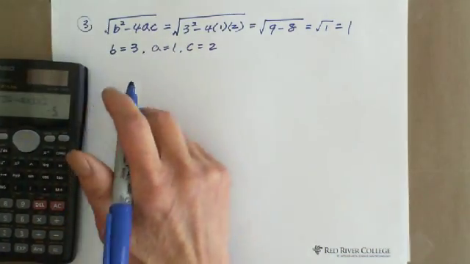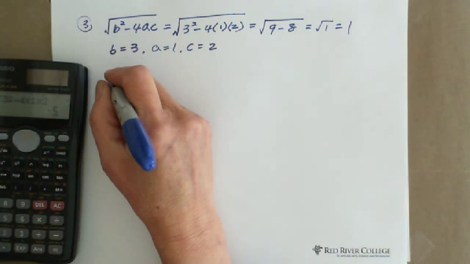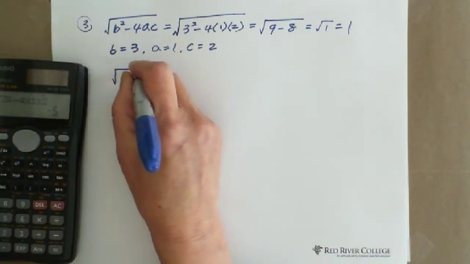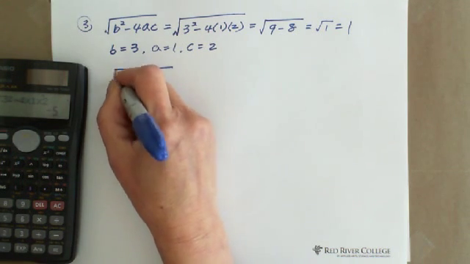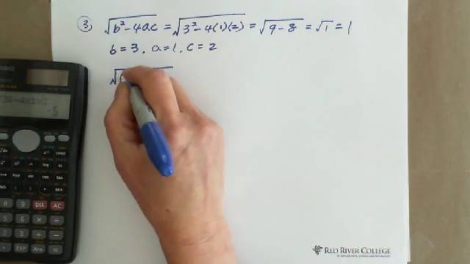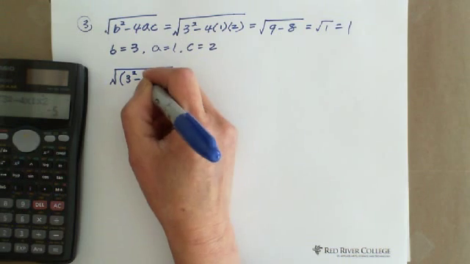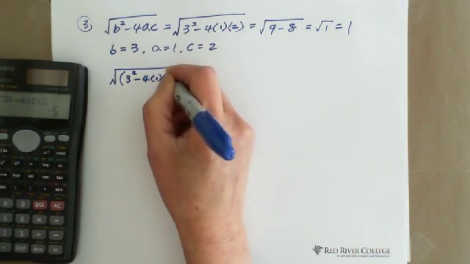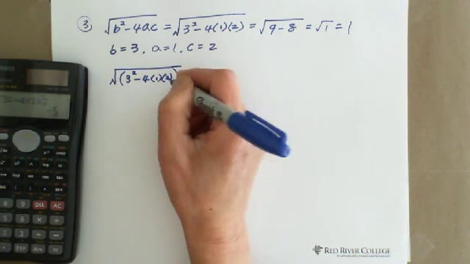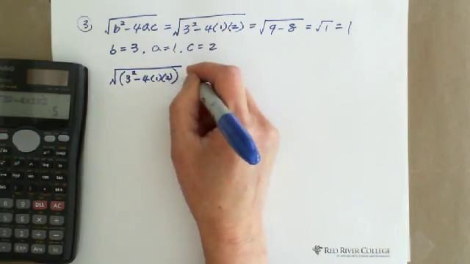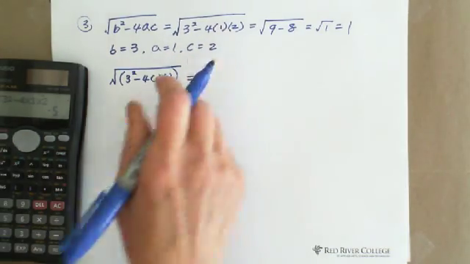The reason is, if you do it this way, with the square root, when you type it in, you put the bracket at the very beginning. You say 3 squared minus 4 times 1 times 2 and close bracket. That gives you the correct answer. Let me show you.